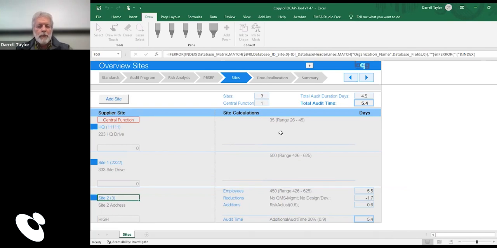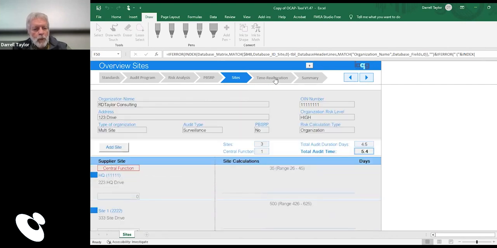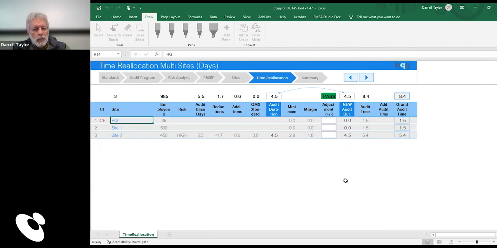So let me pop over here to time reallocation. This is one of the things the standard allows you to do, which is to float some time. If you look in here, I'll just point out a couple of key lines. We have the headquarters, site 1 and site 2. I do think if you ever get into PBSRP, we encourage you to do a site-by-site calculation of risk. That way, it might help you better load time and understand if you've got high-risk sites to go focus on.